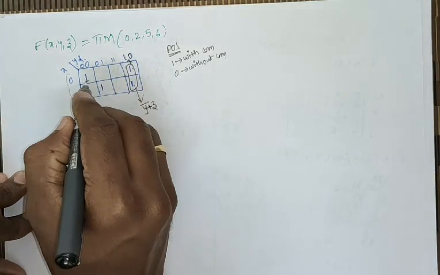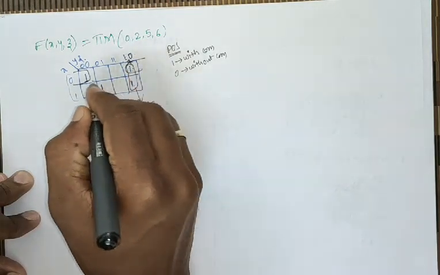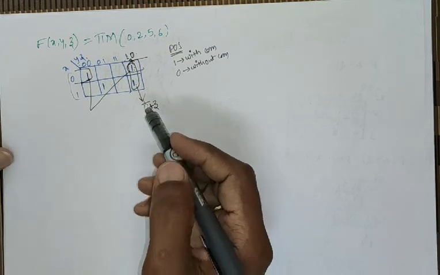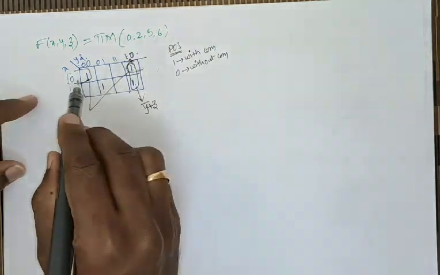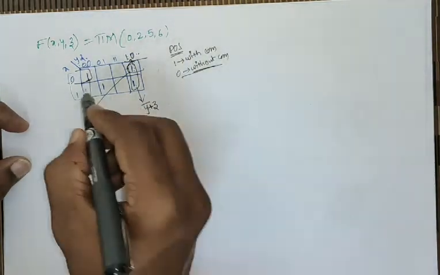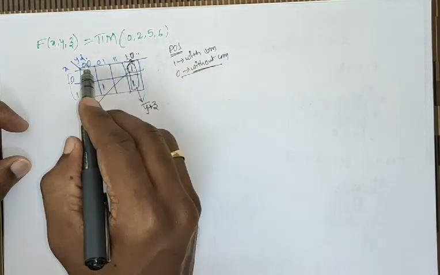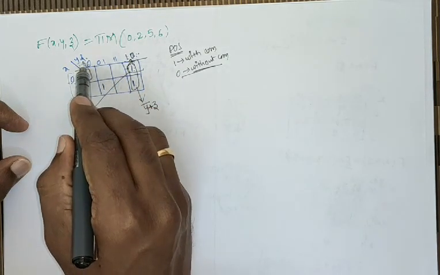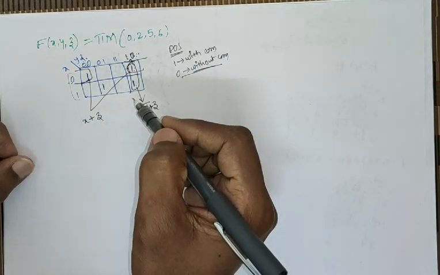Now 0 is adjacent to 2, and again this is adjacent to this one. Based on that, how many rows and columns are indicated? Single row, 2 columns. The single row representation is 0, and in POS that 0 is without complement, so that is x. The column representation is 0, so that is the z position: x plus z.